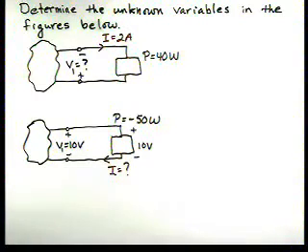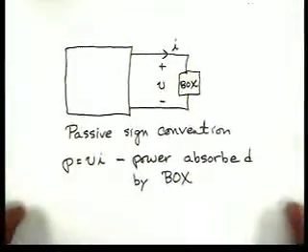Okay, in this problem, we're asked to determine the unknown variables in the figures below. You see we have a couple of circuit elements there, a voltage V1 and a current, and we're given the power absorbed. And we go back, we'll basically be using the passive sign convention.